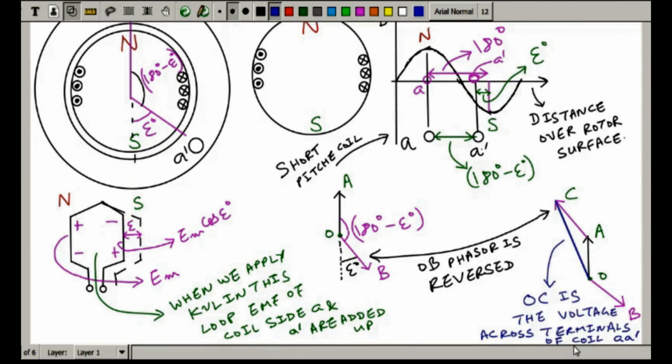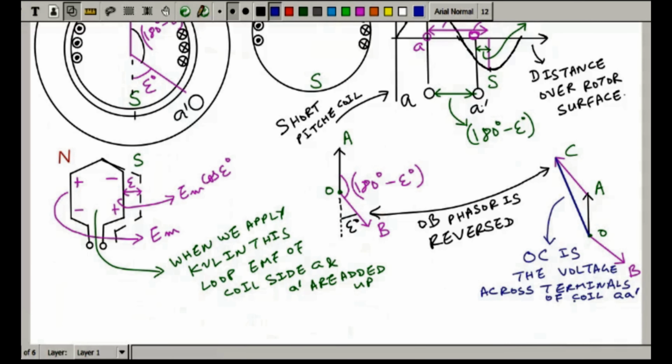So you see, till now, whatever I am discussing is qualitative, but not totally. We are moving towards some mathematical derivation, which will allow us to derive an expression for the reduction in the induced EMF in the coil due to short pitching. But right now, you can see that OC in the diagram is the voltage across the terminals of coil AA dash. Of course, this coil is your short pitched coil.